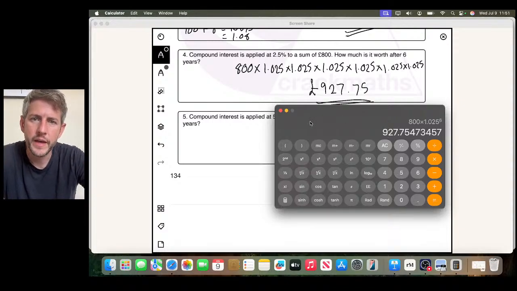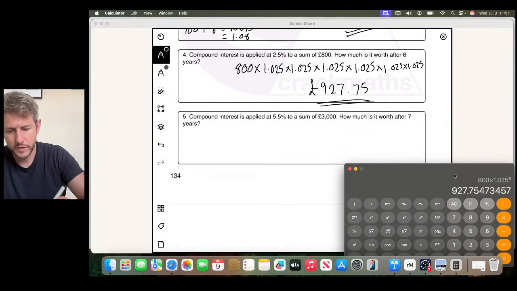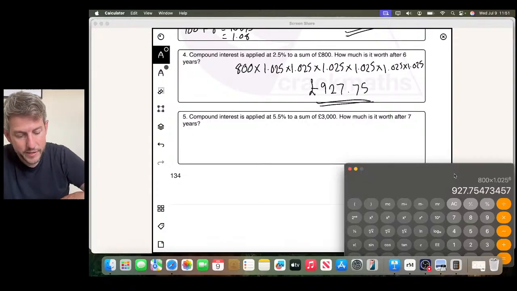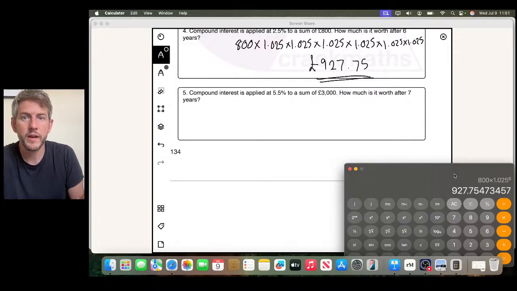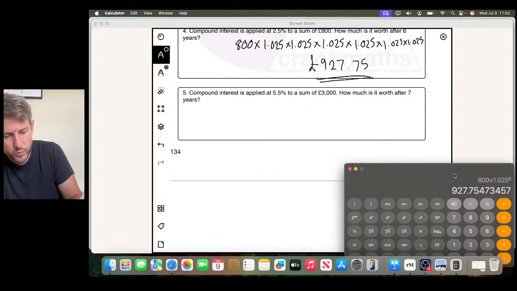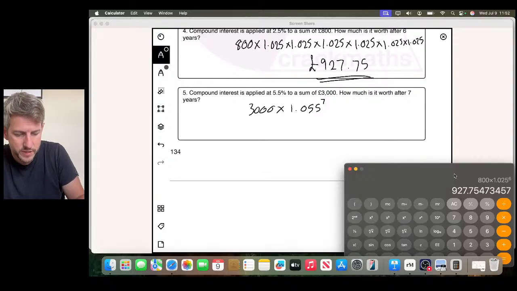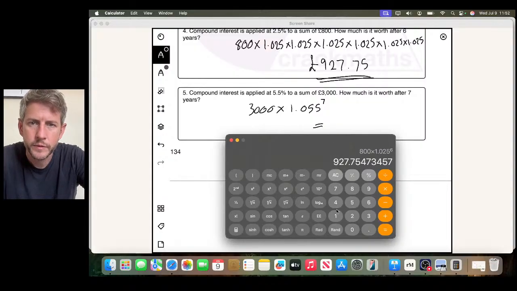Let's move the calculator away again, and we can do this final question. Compound interest is applied at 5.5% to a sum of £3,000. How much is it worth after 7 years? After 7 years, we've got 3,000 times 1.055 to the power of 7, because again we're doing that 7 times. Then I can do this on the calculator. So 3,000.